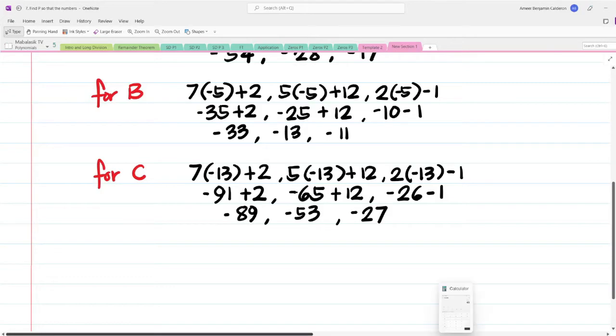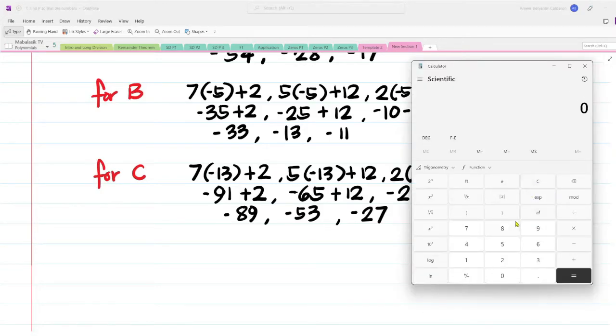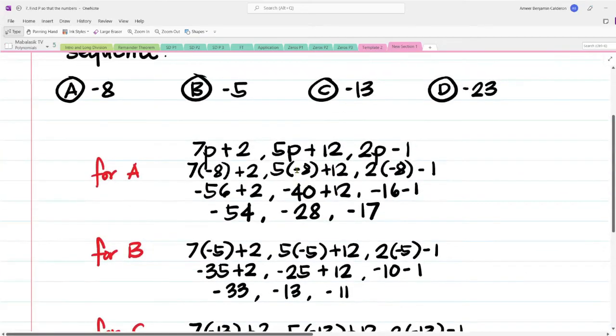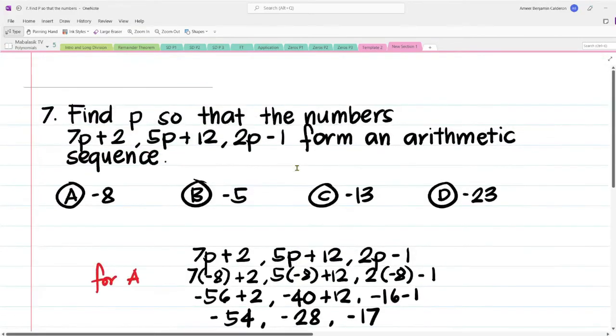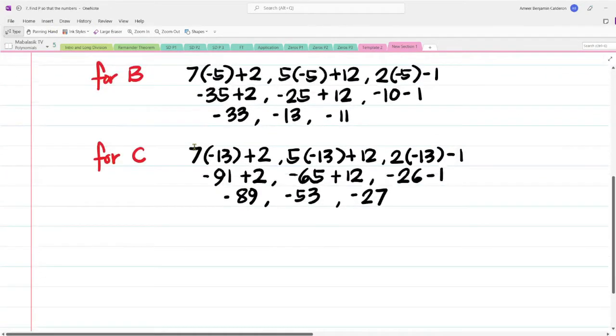So we have 89 minus 53, 36. And then we have 53 minus 27, 26. So, hindi pa rin. So, hindi na nag-ano yung A, hindi na nag-ano yung B, hindi nag-ano yung C. So, alam na natin dapat yung sagot D. Pero syempre, i-check pa din natin for the sake of curiosity.